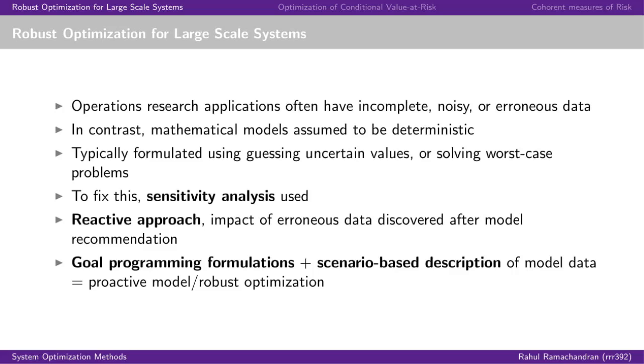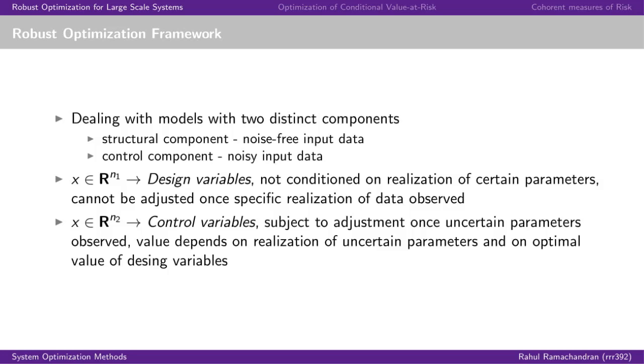In the reactive approach, the model is first developed and deployed assuming absence of errors in data. And when the errors are actually introduced, this is when their effect is seen on model output. Instead, the authors suggest a method called proactive or robust optimization. We deal with models with two distinct components. The noise-free input data are called structural components, while the noisy input data are called control components.